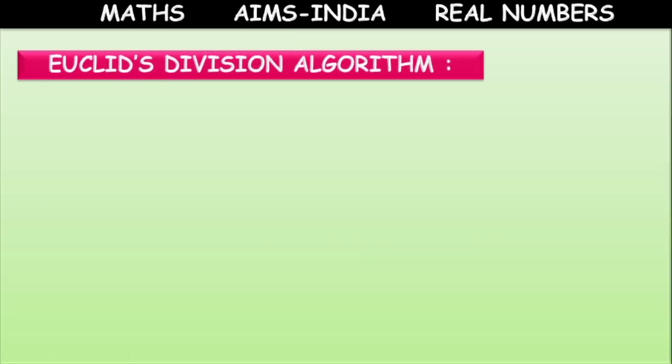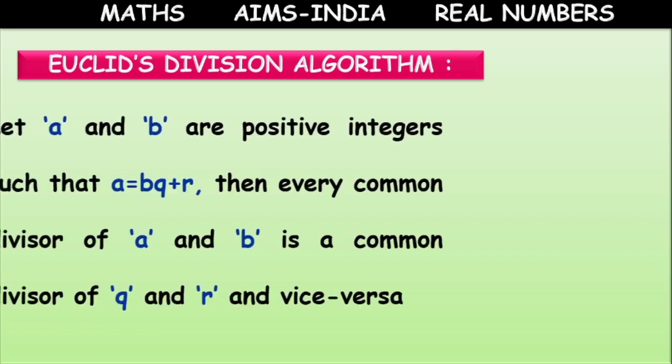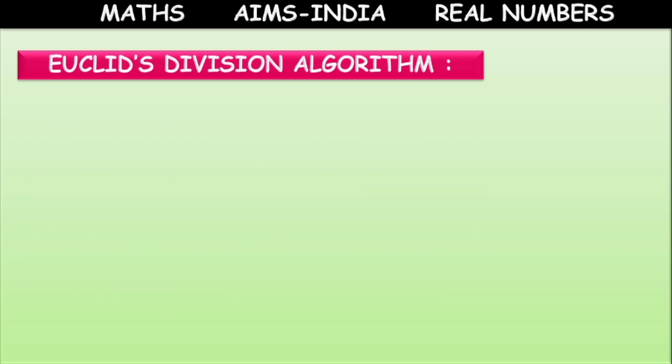So after Euclid division lemma, we have to learn about Euclid's division algorithm. It's a continuation of Euclid division lemma. Actually, it is a repeated process of Euclid division lemma. So whatever we have learned in Euclid division lemma, that same process we are going to apply repeatedly. That is called Euclid's division algorithm.